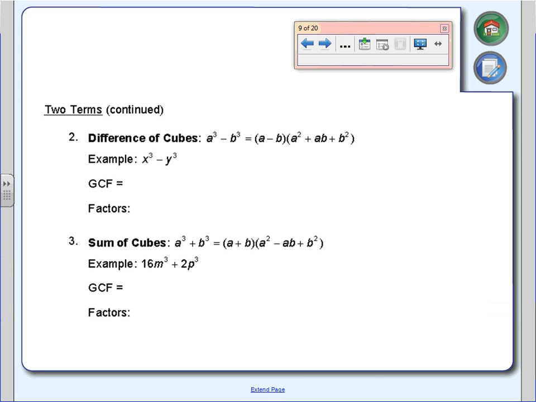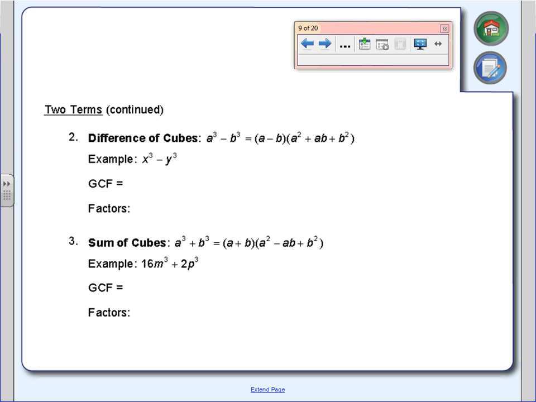All right, here we go. Sum of cubes. We did difference of cubes yesterday, so today we're going to start with the sum of cubes. Now, just in case you forgot, when we are factoring, we always start by looking for something called the GCF, and GCF stands for greatest common factor.